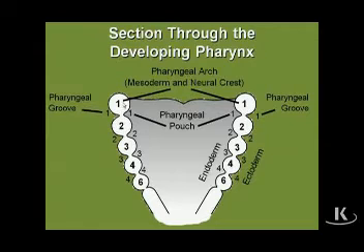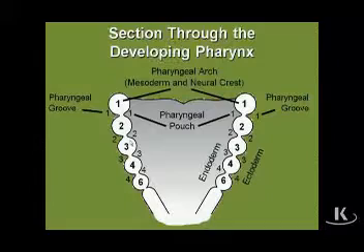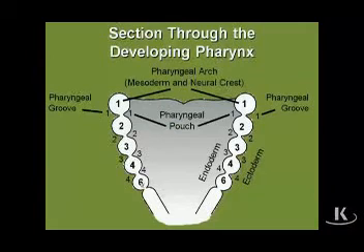So let me contribute that now. The nerve that grows into the first arch is the mandibular division of the fifth nerve. For the second arch, the nerve that grows into that is going to be the facial nerve. For the third arch, it's going to be the glossopharyngeal nerve. For the fourth arch, it's going to be the superior laryngeal branch of the vagus. And for the sixth arch, it's going to be the recurrent laryngeal nerve of the vagus.